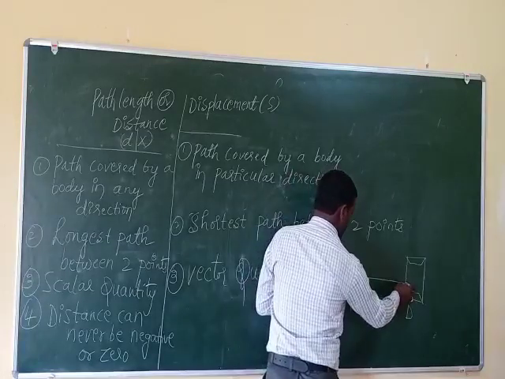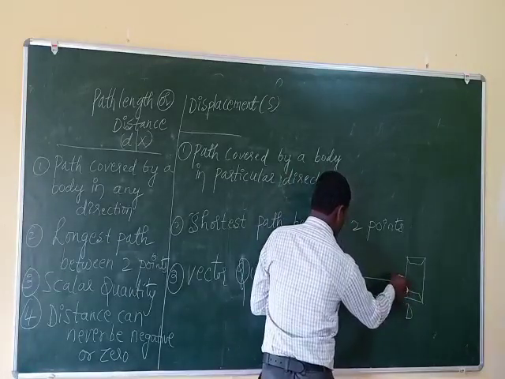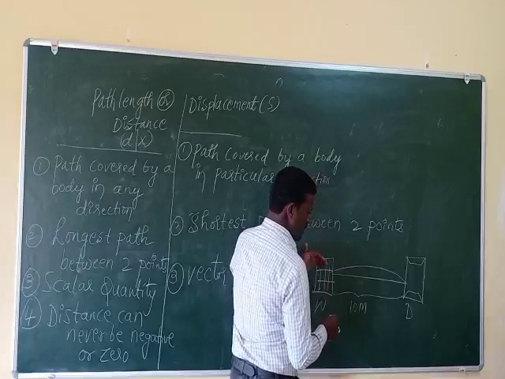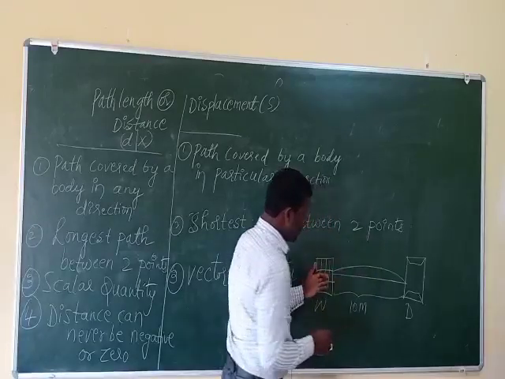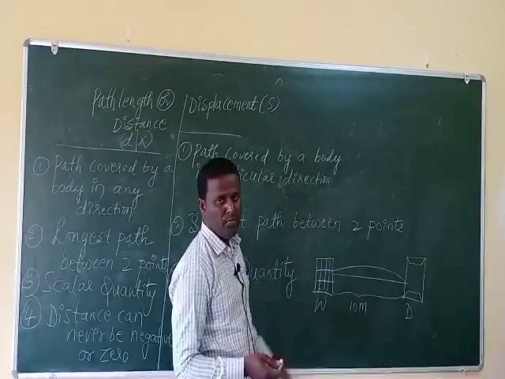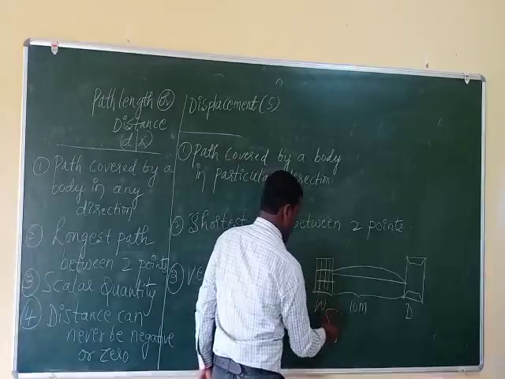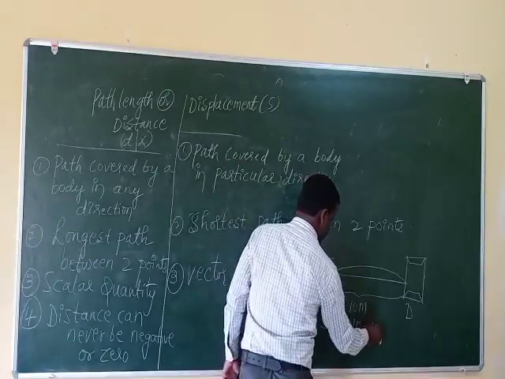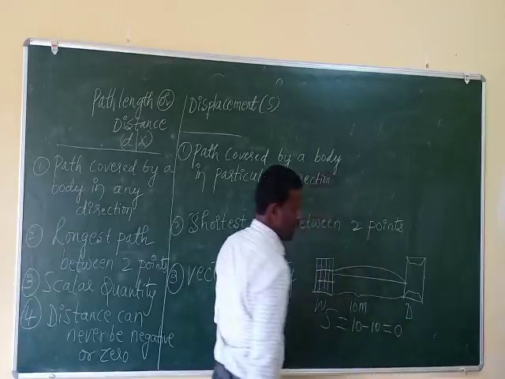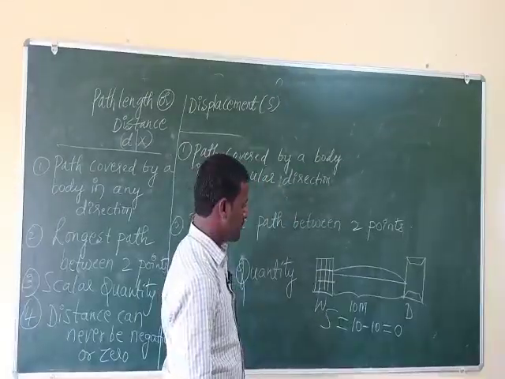Next once again I travel, return from door to window. So what is my displacement? Total displacement S equals 10 minus 10 equal to 0.